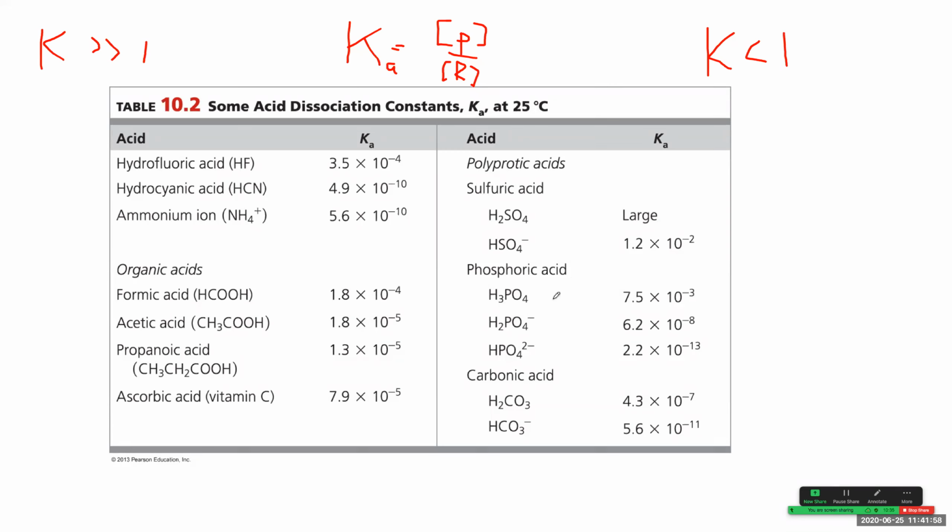Here's phosphoric acid. The Ka's for the 3 protons of phosphoric acid: 7.5 times 10 to the minus 3 for the first one. But you can see as each proton comes off, it's more difficult for the next proton to come off. And so the Ka's decrease. So we have the monoprotic acids on the left side of this table, and the polyprotic acids on the right side.